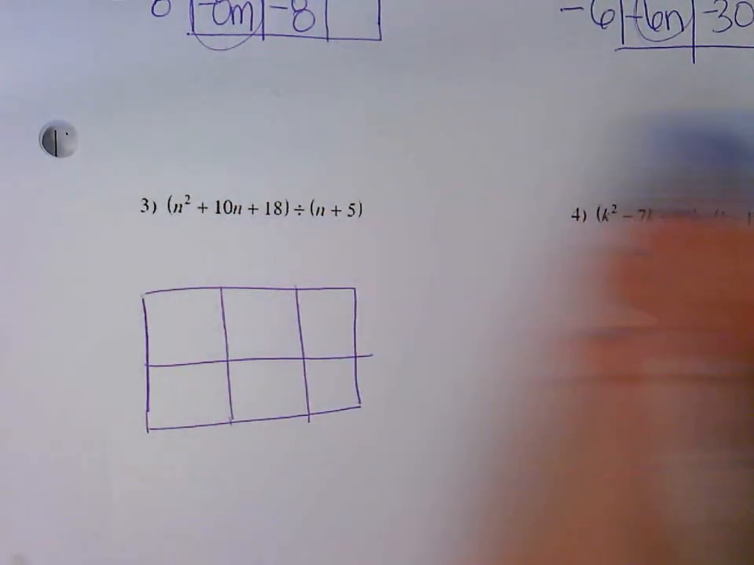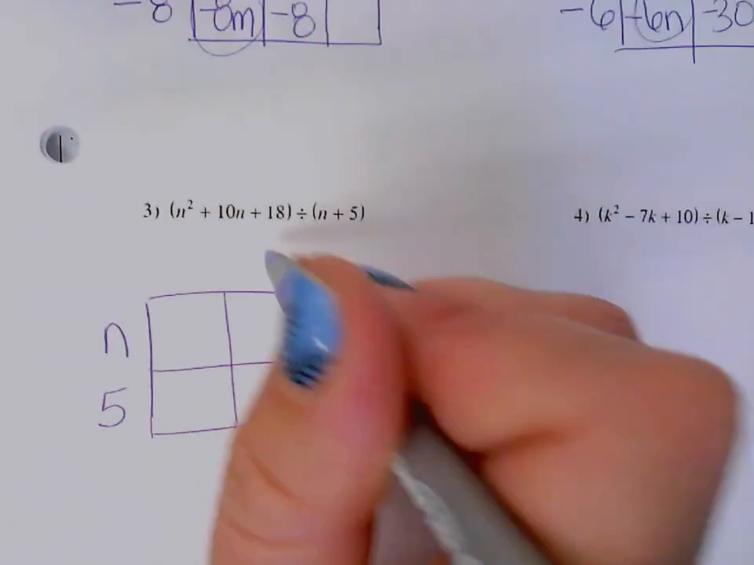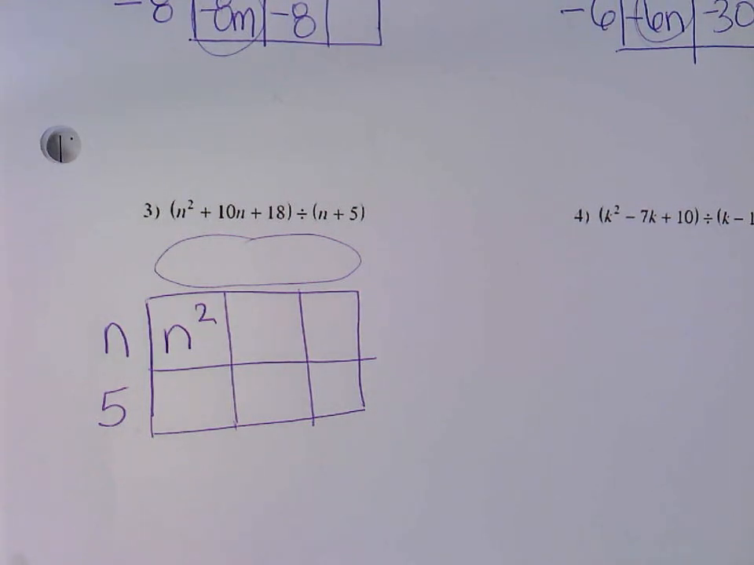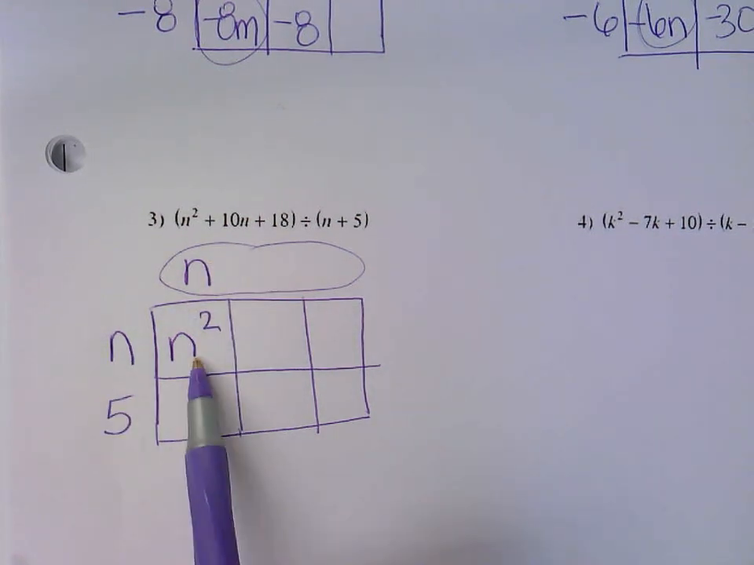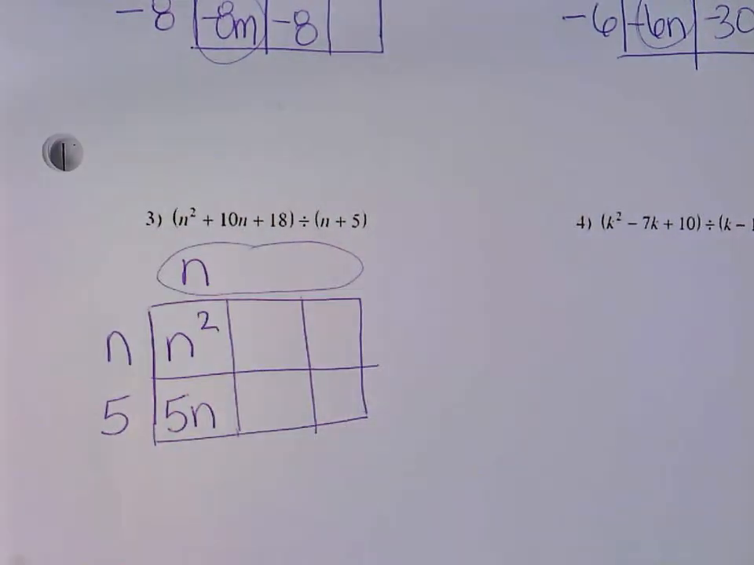All right, so I put n plus 5 on the outside of the box. This is going to be my quotient, and I put n squared as the first term inside my box. And then what do I do next? I do the bottom box. Oh, sorry. Yeah, I put n. For n times n is n squared, and then I do the bottom box in that column. So I'd get 5n down here. N times 5 is 5n.